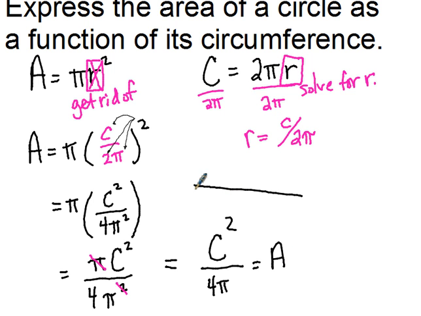Okay, that is area as a function of circumference, not as a function of radius like it normally is. So notice the only variable in our formula is C. 4 is a constant, pi is a constant, squaring. C is your only variable. So, area as a function of circumference.